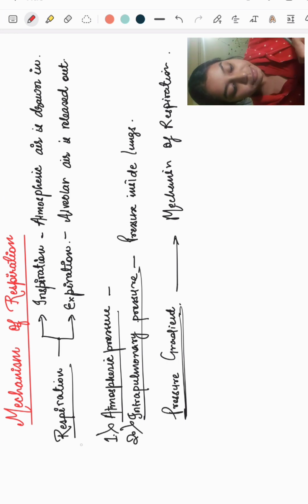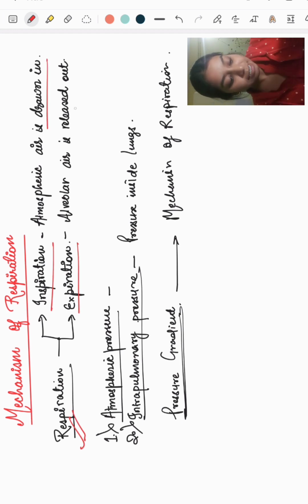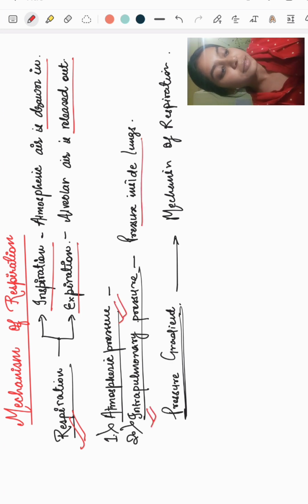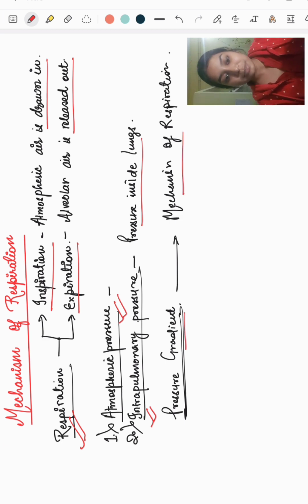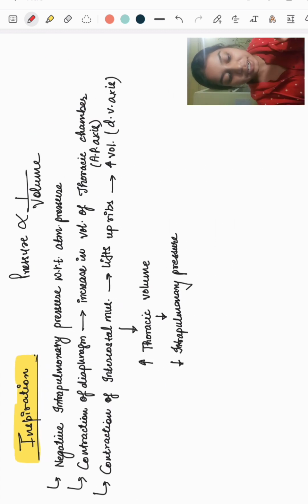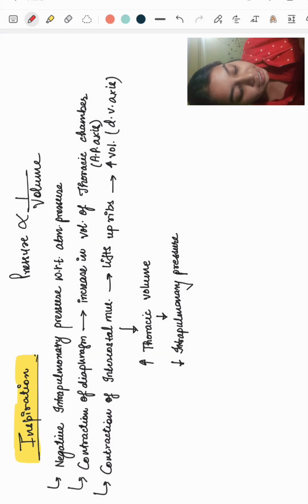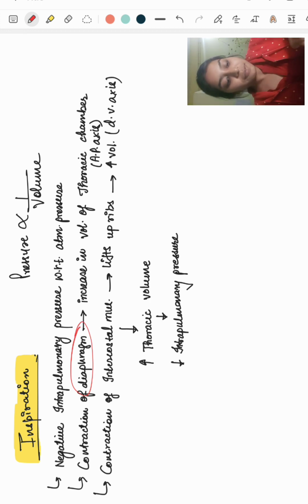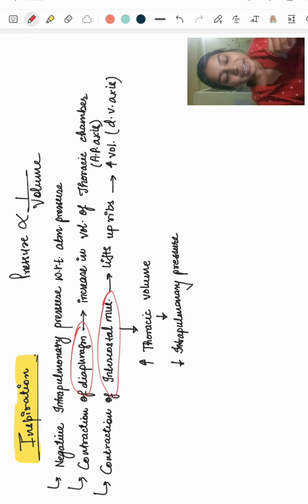So we have seen that we have respiration, two processes, inspiration and expiration, where the air is drawn in and released out; atmospheric pressure, then intrapulmonary pressure, the pressure inside the lungs; and the pressure gradient that forms the basis of the mechanism of respiration. Other than the pressure gradient, we also have two muscles which assist in the process of respiration. The first one is our diaphragm and the second one is our intercostal muscles. Now let us see what happens in the inspiration and then in the expiration.